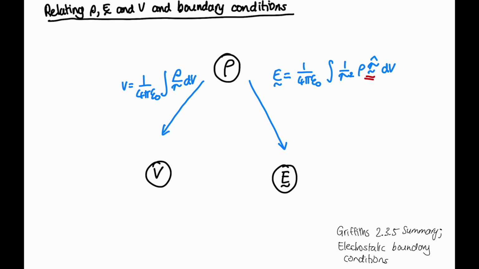And then if we want to go back the other way, it's a little bit simpler, because it's usually simpler to take a derivative rather than calculating the integral. So if we want to get from the potential to the charge density, we can just use the Laplacian in this case. So the Laplacian of the potential is equal to minus rho over epsilon naught.